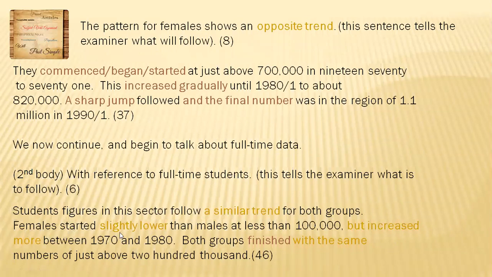Females, so we began with females, slightly lower than males at less than 100,000, but increased more. The reason I put that in comparative, because more. Increased more between 1970 and 1980. Both groups finished, verb, with the same comparative numbers of just above 200,000. So because full-time data is less variable and follows more of a set pattern than part-time data, we don't have to write so much about it.